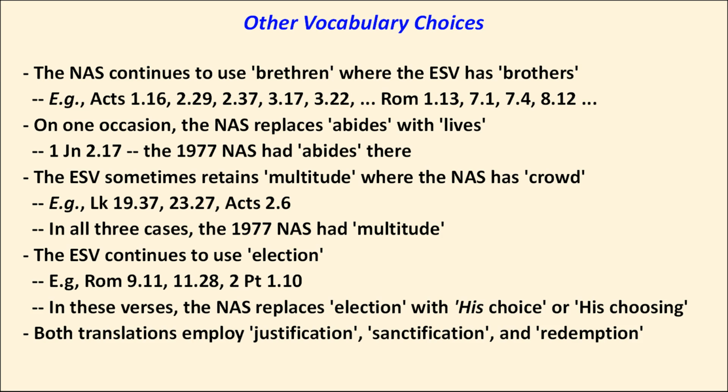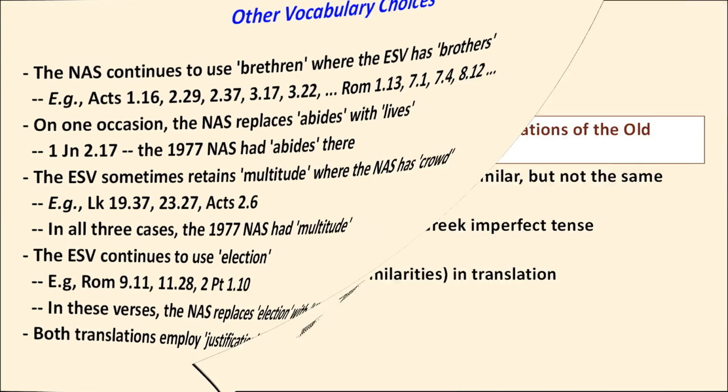I don't know what's wrong with multitude. The ESV uses election, while the NAS replaces that with phrases like his choice. I'm not sure why. Happily, both translations continue to use theological jargon like justification, sanctification, and redemption. They both use the word shall also. The informal speech mafia would like to see that word go away.